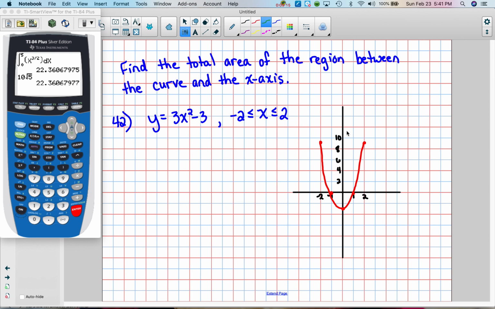So to find the area we're looking for, it's between the curve and the x-axis. So it's going to be this part here, and this part here.